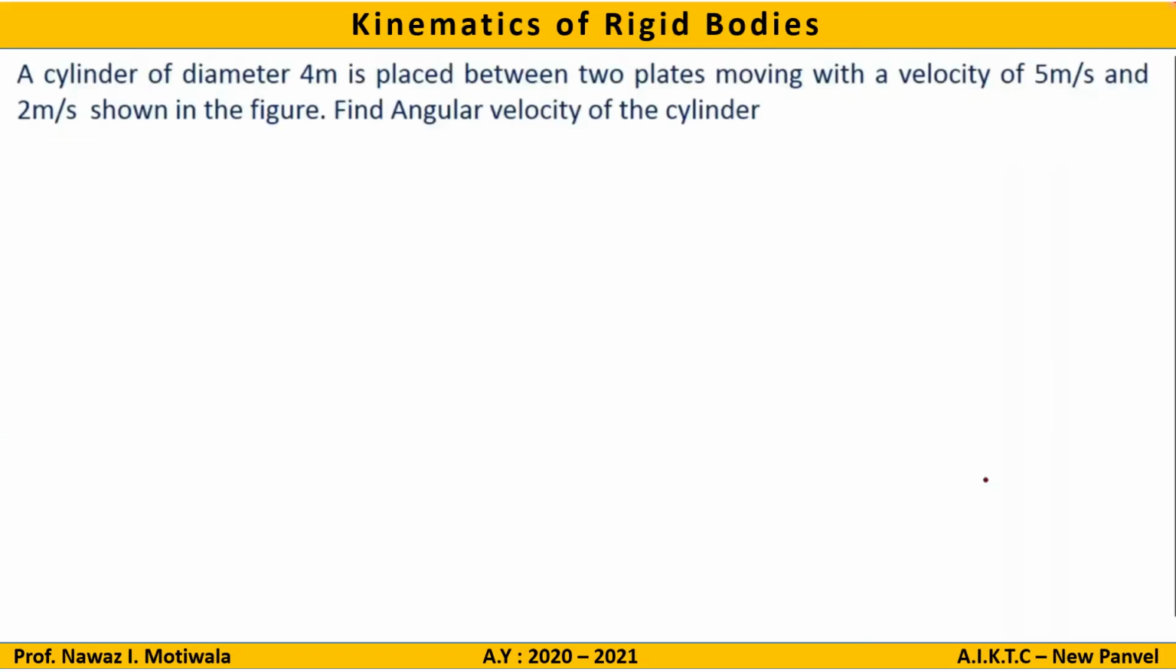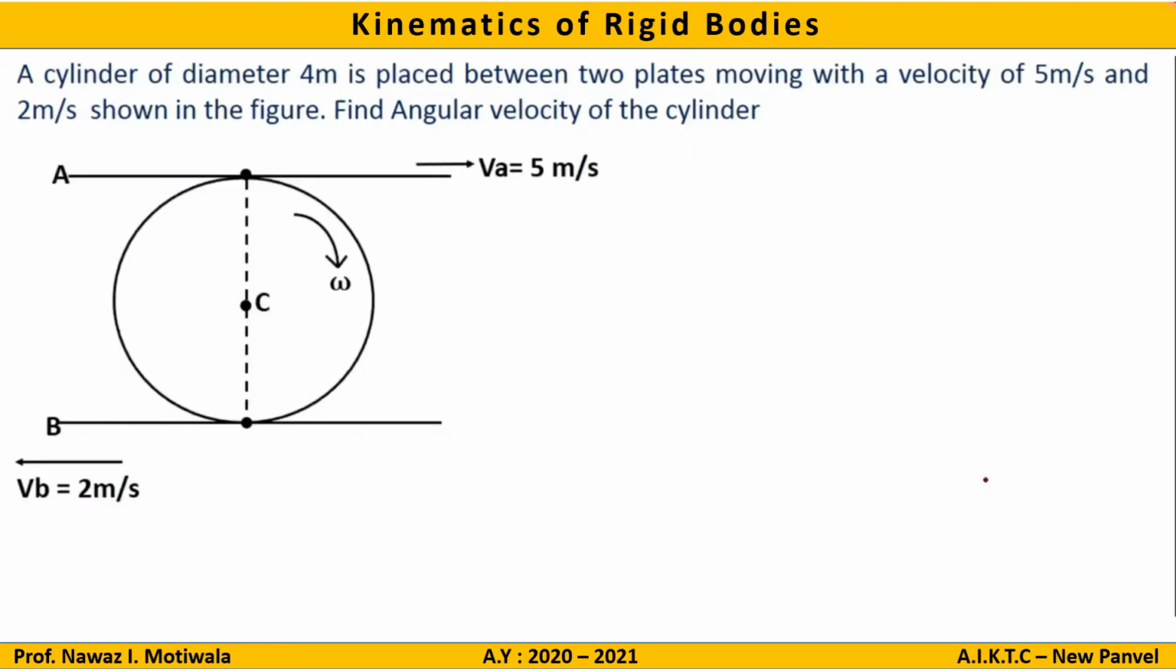So the next problem is a cylinder of 4 meter diameter placed between two plates, moving with again the same velocity of 5 meter per second and 2 meter per second as shown in the figure. Find the angular velocity of the cylinder. So you can see I have kept the values as they are, just changed the direction of VB. VB is moving in the opposite direction with a velocity of 2 meters per second.